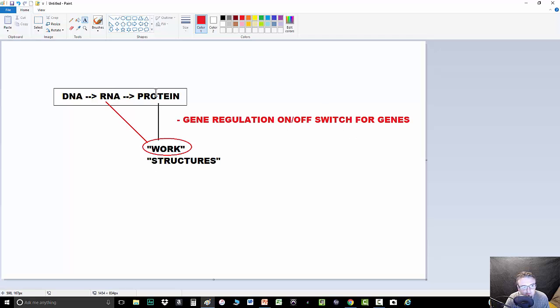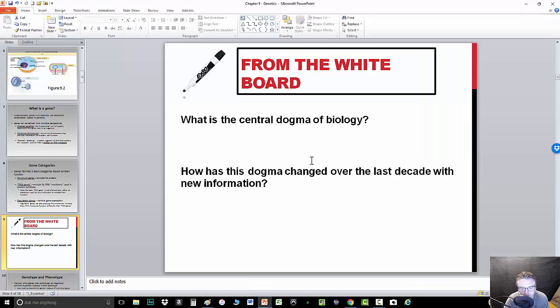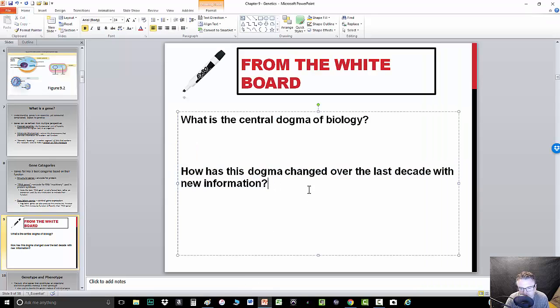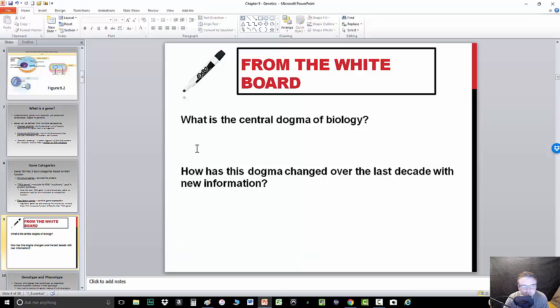A big example, because it's one of the primary things that they're recognizing RNA does. So anyway, that's not something I'm going to ask you about in a lot of detail, so don't worry about that too much. Just know that RNA does more of the work than previously thought, okay? And that's really all I want you to know about this part here. How has this dogma changed with new information? RNA does a lot more work than thought. Gene regulation is an example.